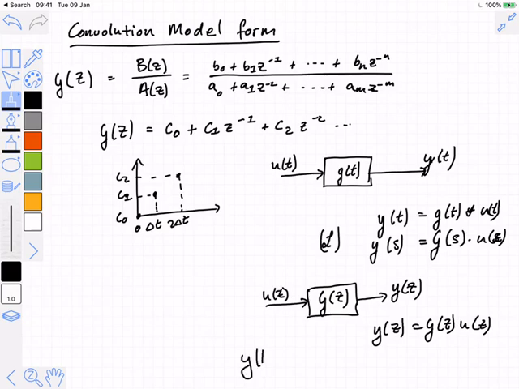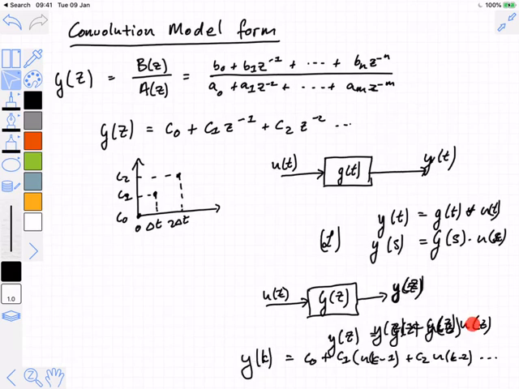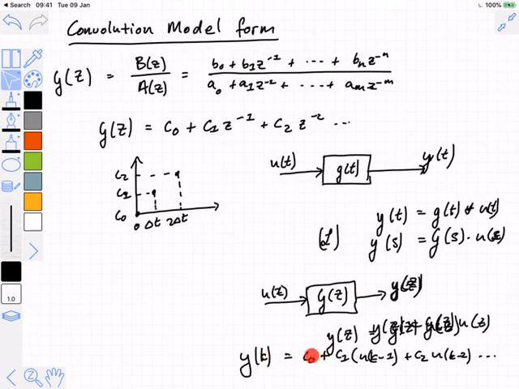And remember now, the time version of y is y of k, where we have c0 plus c1 times u of k minus 1 plus c2 times u of k minus 2, and so on. And basically what we're doing is we're convolving the input signal u of z with this coefficient vector that we obtained over here.